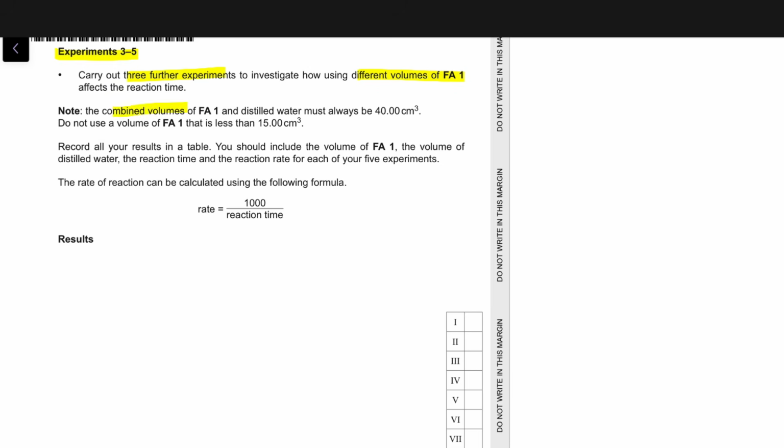It says here that the combined volumes of FA1 and distilled water must always be 40 centimeters cubed because we are only measuring concentration and not volume, or how volume affects reaction time. It also says to not use a volume of FA1 that is less than 15 centimeters cubed. This is because you would probably have a really long reaction time. The reason for this is it's so dilute that it will take ages for the products to form in amounts that would obscure the print completely.